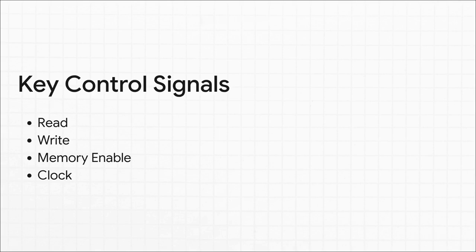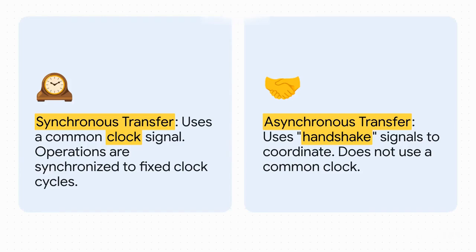And then there's the clock signal, which is like a metronome, keeping every single part of the system in perfect rhythm. Now, computers generally use two main strategies to keep this rhythm. The first is called synchronous transfer. This is where everything marches to the exact same beat of a single shared clock. Every operation starts and stops on a clock tick. The other way is asynchronous transfer, which, well, it doesn't use a common clock. Instead, the parts use handshake signals, basically sending little messages back and forth saying, "Hey, I'm ready," and "Okay, I got it," to stay coordinated.